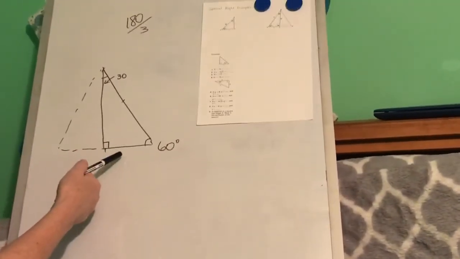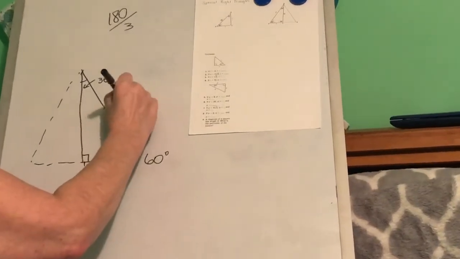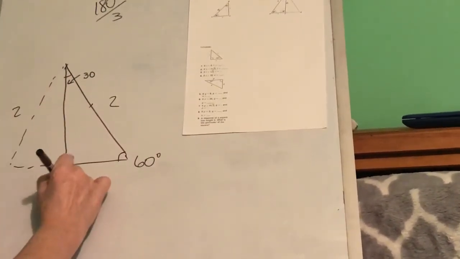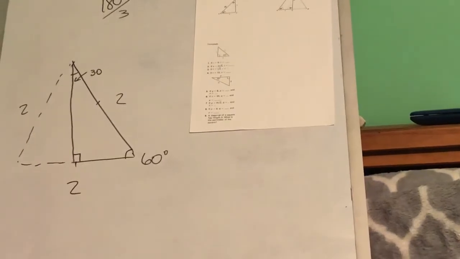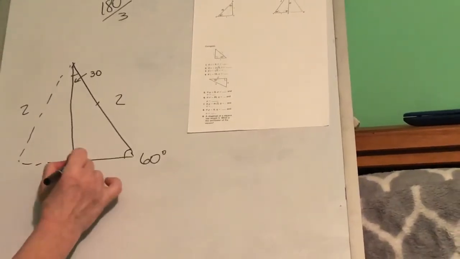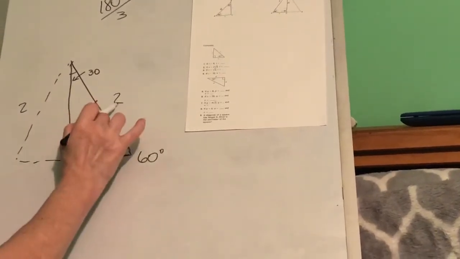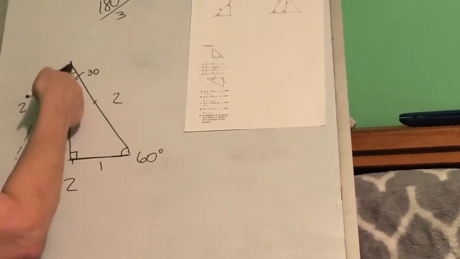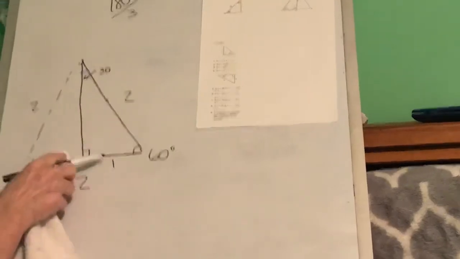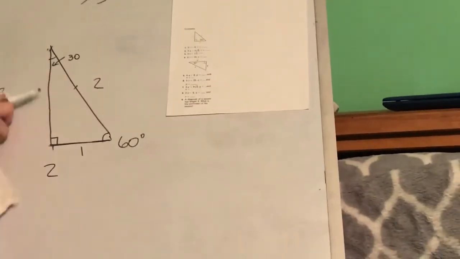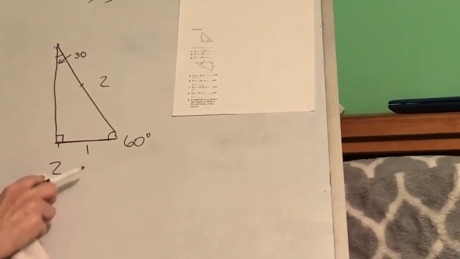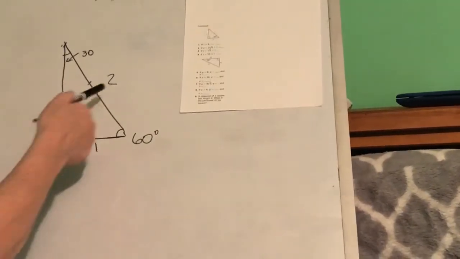But anyway, let's make them 2, 2, and 2. So at the time that we split them, this part has a value of 1. This was 2, it hasn't changed, and now I have the other leg here. And so again, we could use the Pythagorean Theorem to find the value of it.